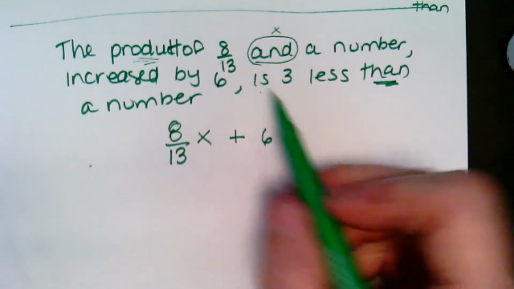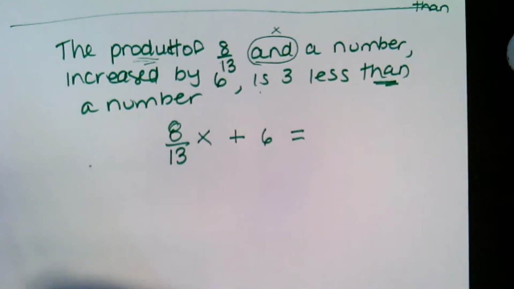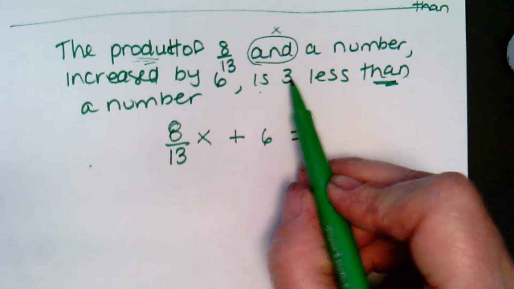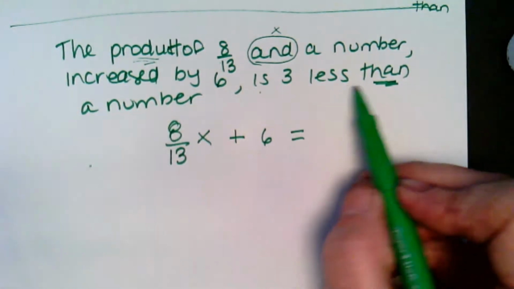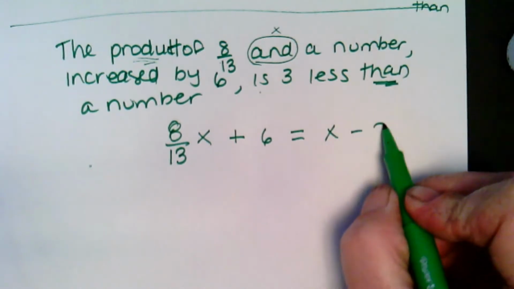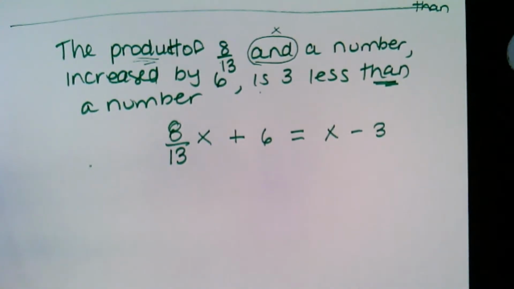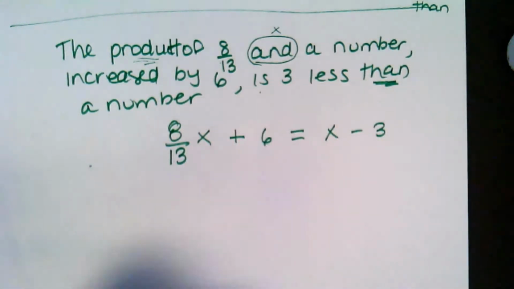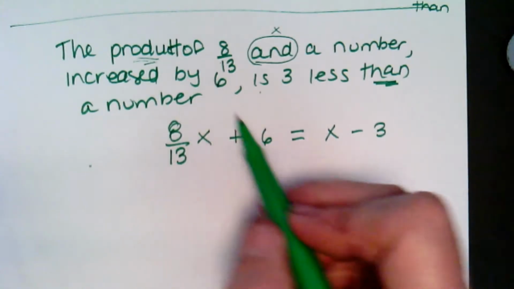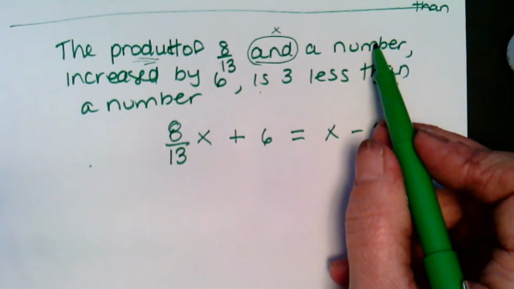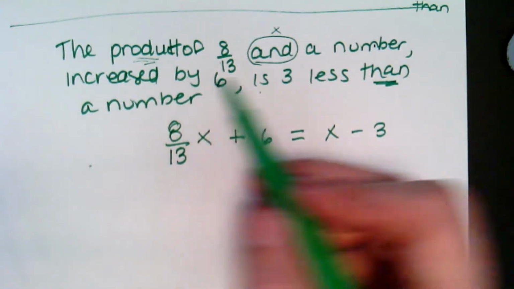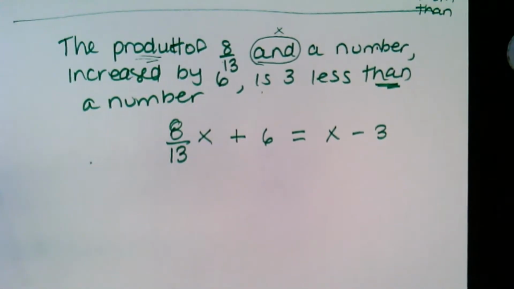"Is" is another math word for meaning equal. And then normally I would write 3 minus x, but because of the word "than," we flip-flop it. And they put those commas in there too, just to let you know that the increase by 6 goes with the number, but it comes after that. So let's look at our next example.